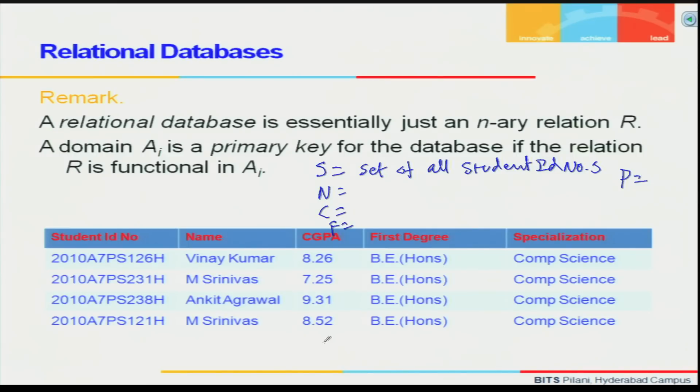then when I talk about the Cartesian product it will look like this: S cross N cross C cross F cross P, where S is the set of all student numbers, N is the set of all student names, C is the set of all CGPAs, F is the set of all first degrees, and P is the set of all specializations. This is a Cartesian product. Then definitely I can talk about a relation on this Cartesian product, basically a relation on all these 5 sets. I can define my own relation. So possibly I define a relation like this. I take a tuple here.